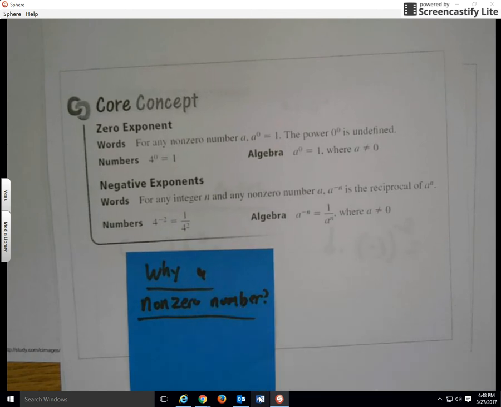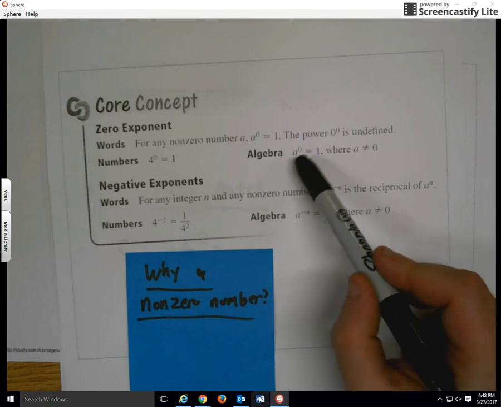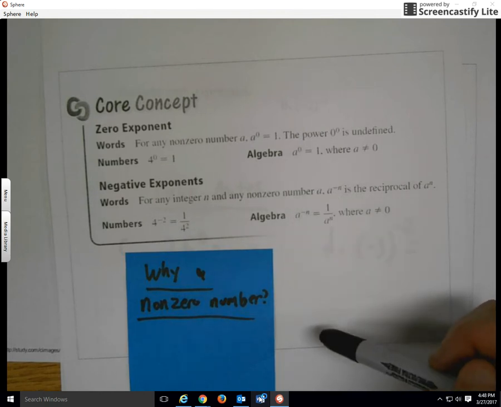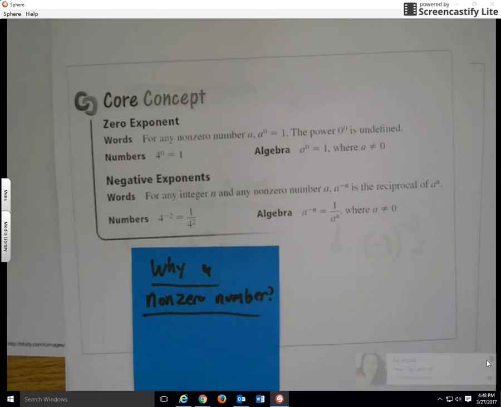Why a non-zero number? Well, think about it. If you had a 0 there, 0 to the 0 power would be the one exception where it wouldn't be 1.